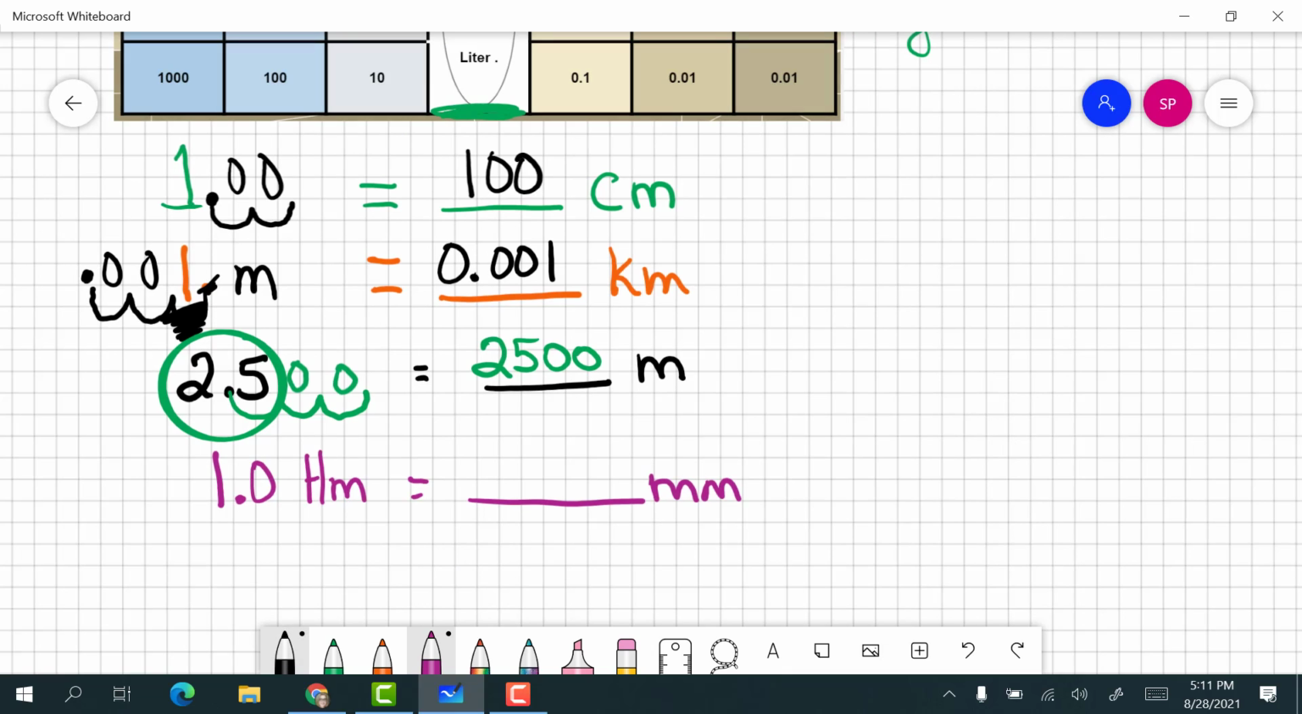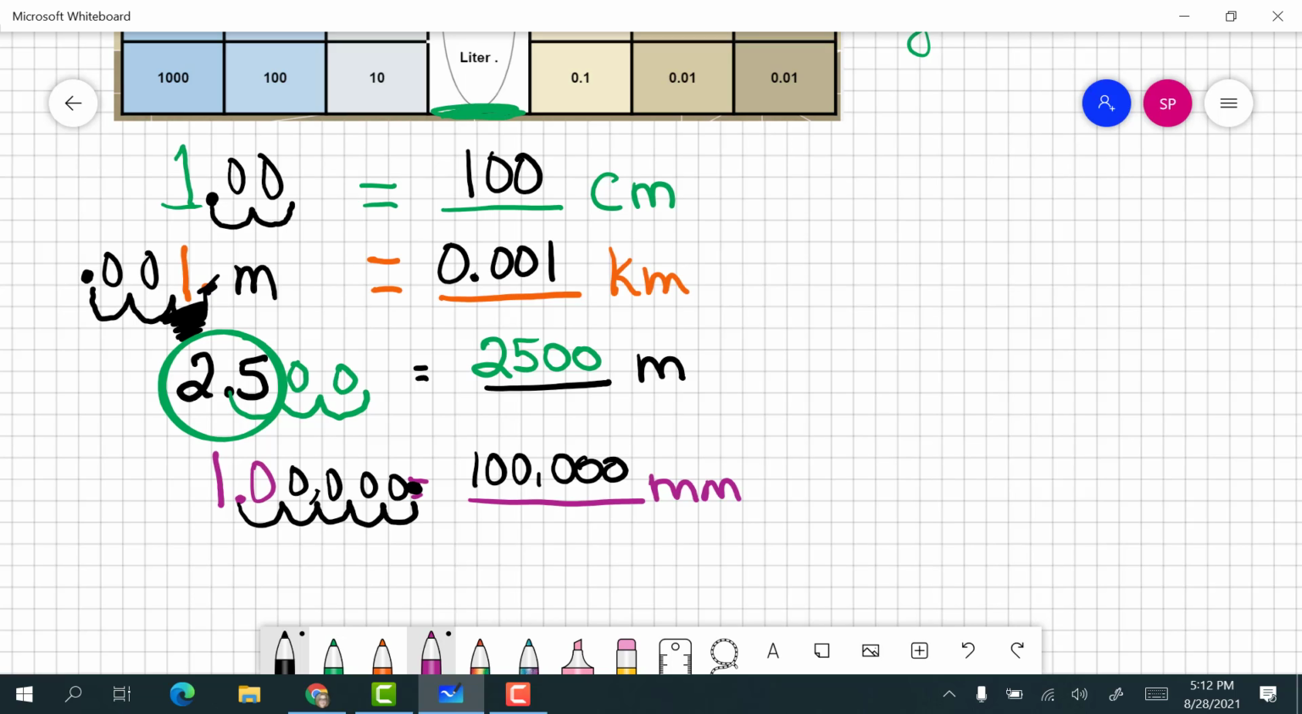I'm going to pick another color. Let's go ahead and erase this, get this out of the way. And let's go with 1, 2, 3, 4, 5. Our decimal is now here, 5 jumps to the right. And let's fill in our spaces with zeros. And I have 1, 2, 3, 1, 2, 3. So I have 100,000 millimeters.